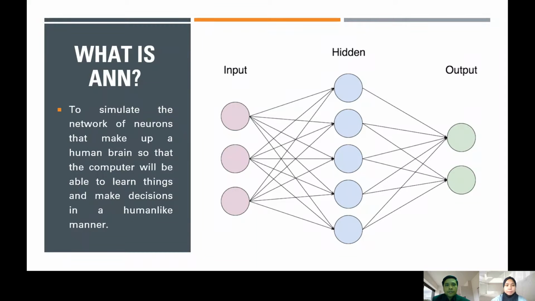Okay, first things first, what is ANN? ANN, or the full name Artificial Neural Network, is to simulate the network of neurons that make up a human brain, so that the computer will be able to learn things and make decisions in a human-like manner. And the diagram is the feed forward, and this will be explained more later. Okay, next slide.